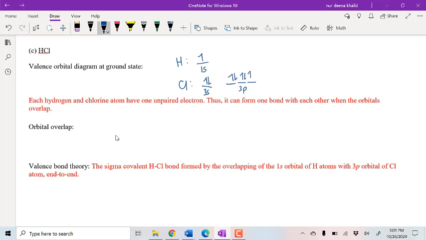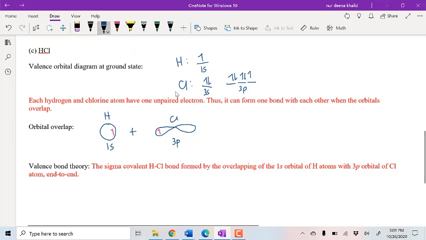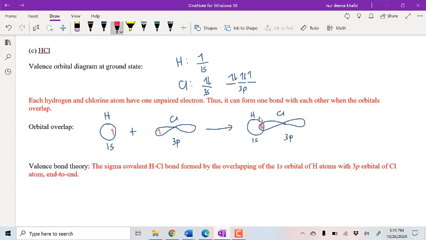So to show the orbitals overlap, hydrogen is sphere, and for chlorine we have 3p orbitals. Each orbital consists of 1 unpaired electron. So after these two orbitals overlap, we can see the sigma covalent bond between the hydrogen and chlorine formed by the overlapping of the 1s orbital of hydrogen atom with 3p orbital of chlorine atom. So that's it.